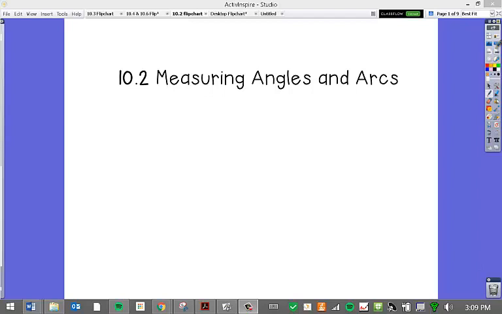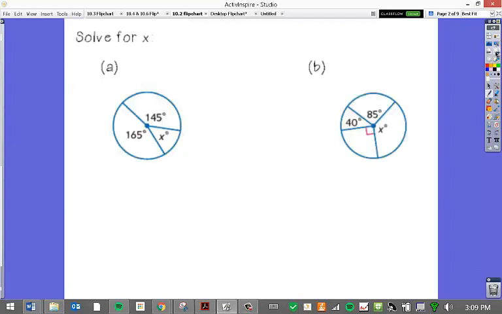Today we're in section 10.2 and we will be measuring arcs and angles. So we have a lot of new vocab and some new formulas in this lesson.